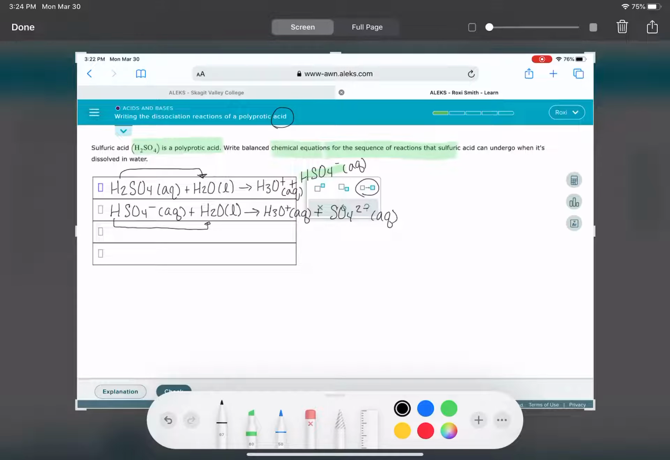aqueous. And once you get to a point where what you have made has no more hydrogens on it, there's no more hydrogens, this is done. So even though we have 4 lines here, we're not going to use these last 2 lines. This one only is going to take 2 lines, and that's it.